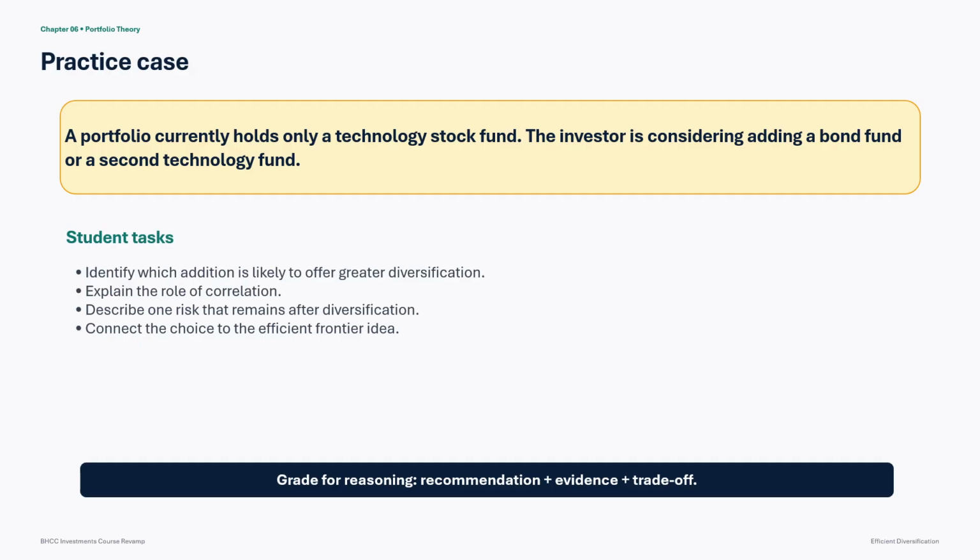In efficient frontier terms, the bond fund may move the opportunity set to the left, providing lower volatility for a given expected return, or upward, providing more expected return for a given risk. The recommendation is bond fund, subject to the evidence. Now pause and explain what fact would make you choose differently.